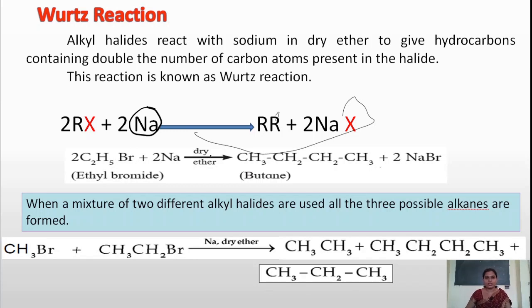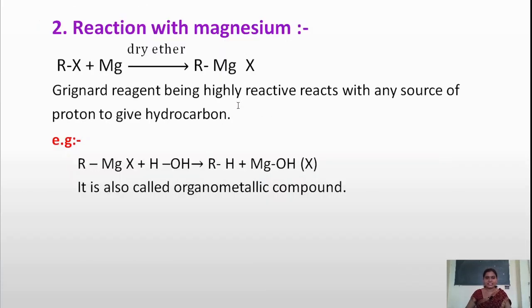So this is about the Wurtz reaction. The next reaction is the reaction with magnesium. In this reaction with magnesium, alkyl halides react with magnesium metal in the presence of dry ether to form alkyl magnesium halide, that is RMgX. This reagent, being highly reactive, reacts with any source of proton to give a hydrocarbon.